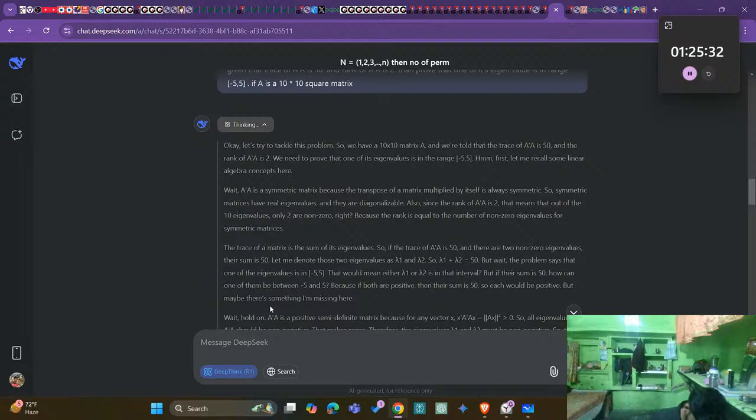One more thing: a symmetric matrix always has real eigenvalues and is diagonalizable. Right? So symmetric matrices have real eigenvalues and they are diagonalizable.